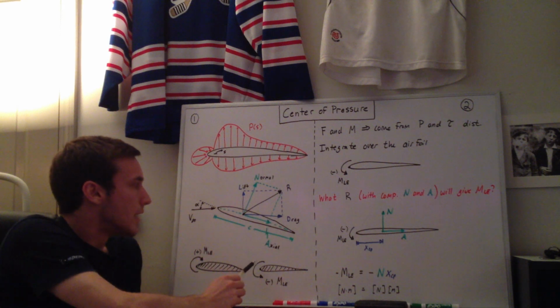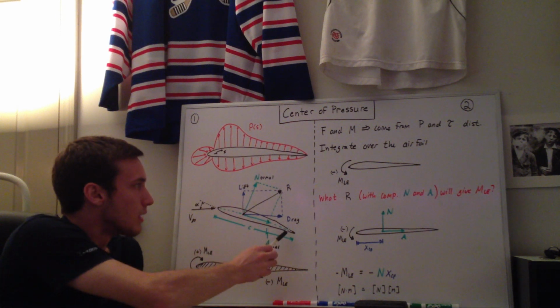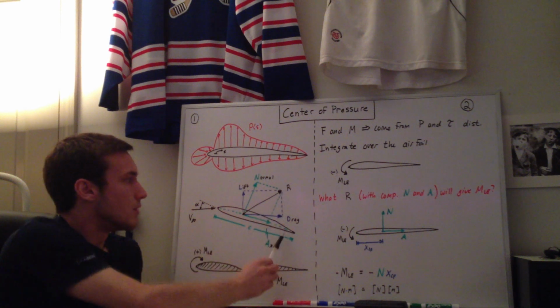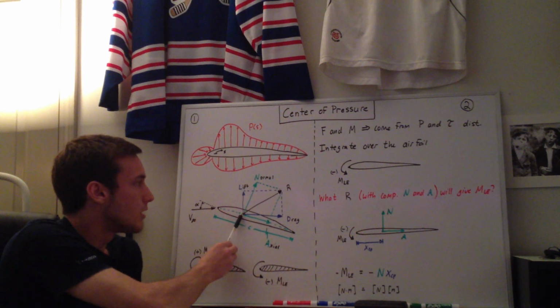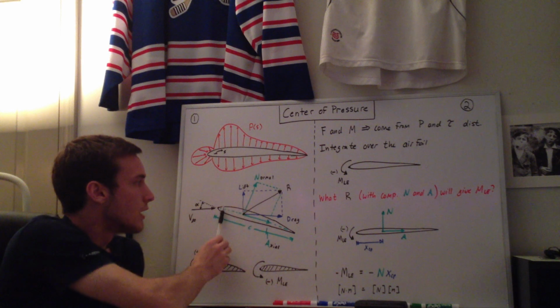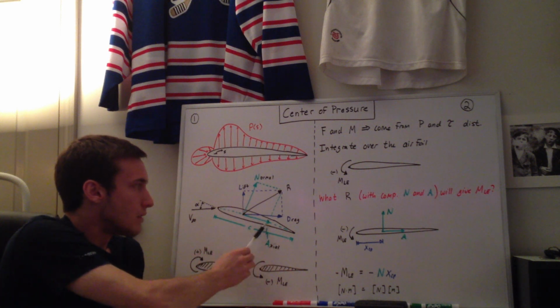Then if we look at the chord line, we can break up the resultant force vector into components along the chord line. Perpendicular to the chord line is the normal force, and parallel to the chord line is the axial force.